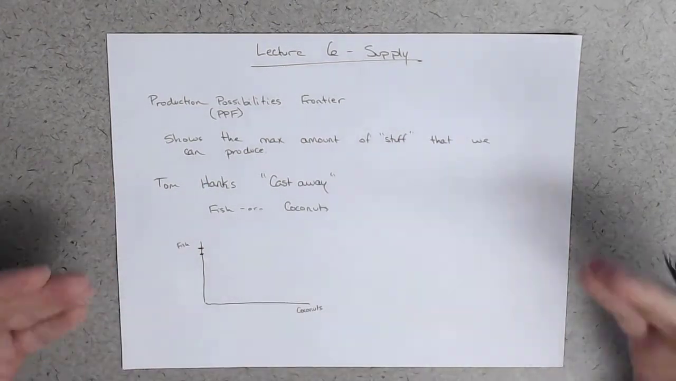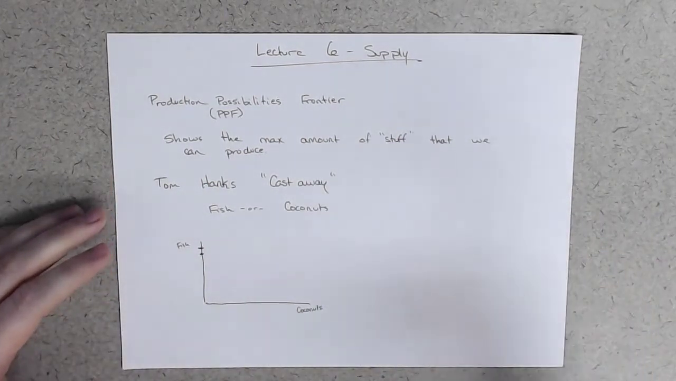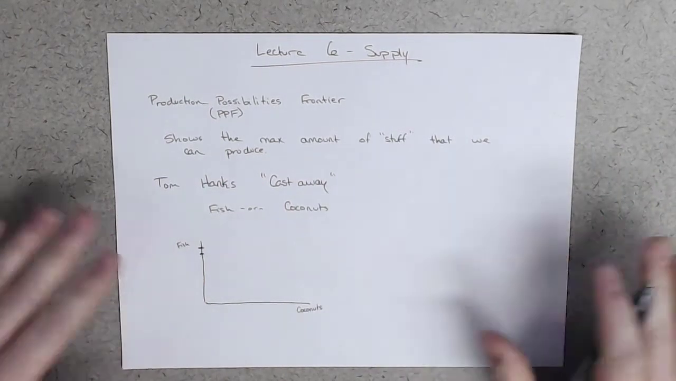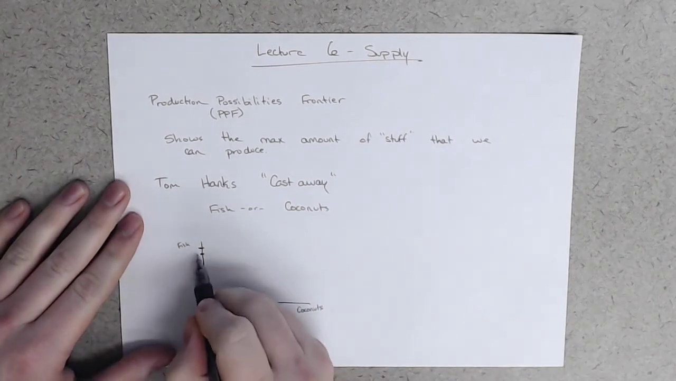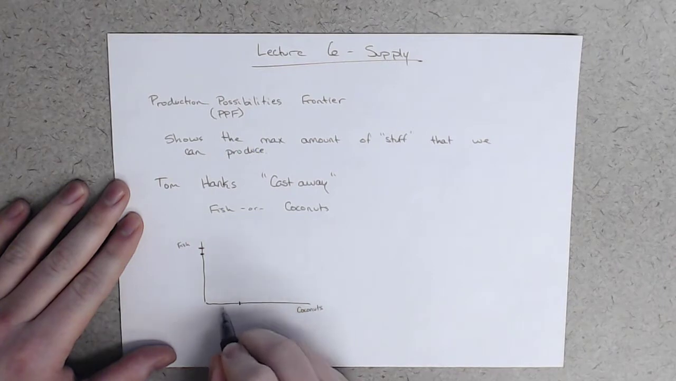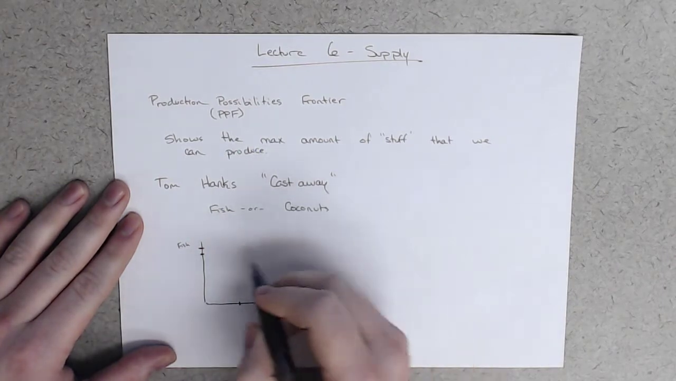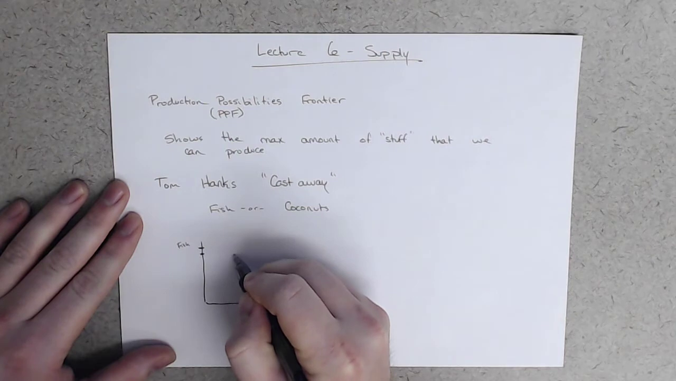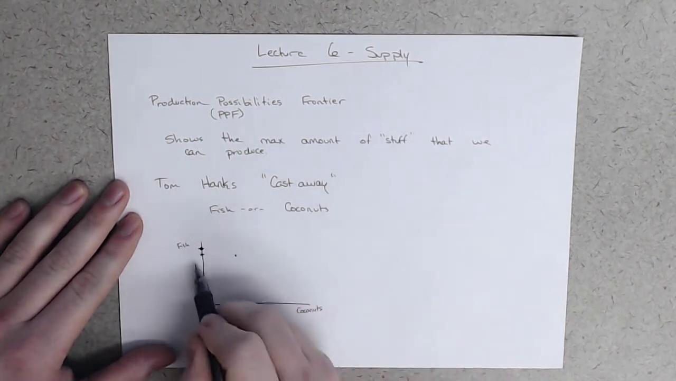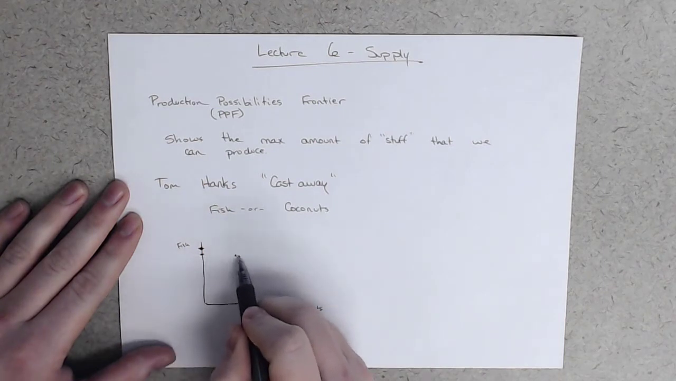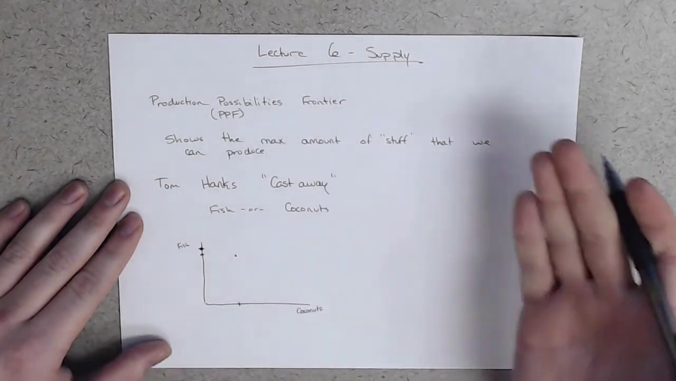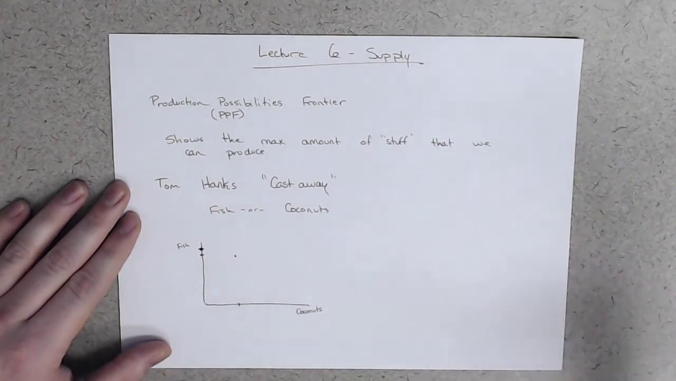and now that you are free to go get some coconuts, you probably want to go to the best spot for coconuts that you know of. Okay? And so by sacrificing just this many fish, Tom Hanks might be able to get something like this many more coconuts. Okay, so we put that point right here. So he used to be here, and now because he has given up some fish, he can have more coconuts.